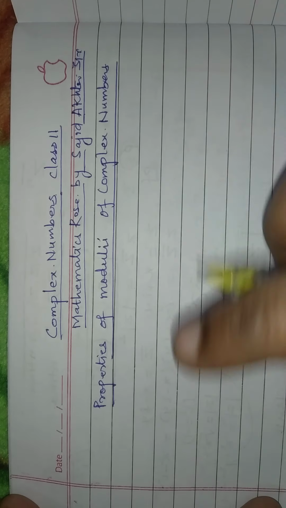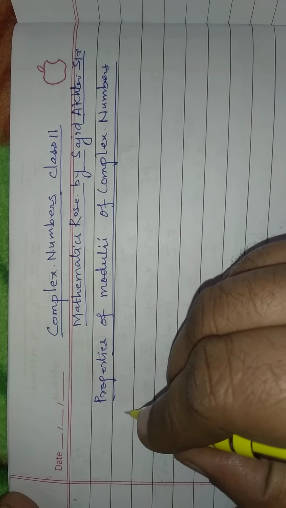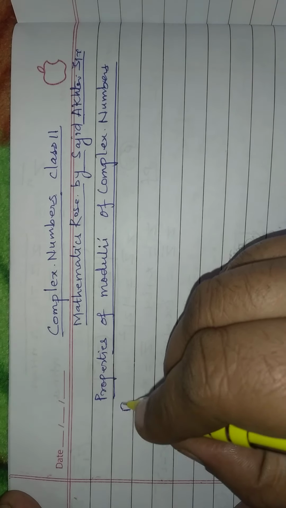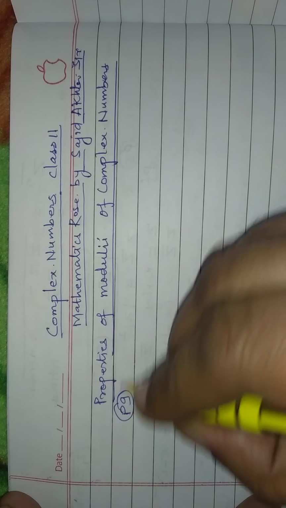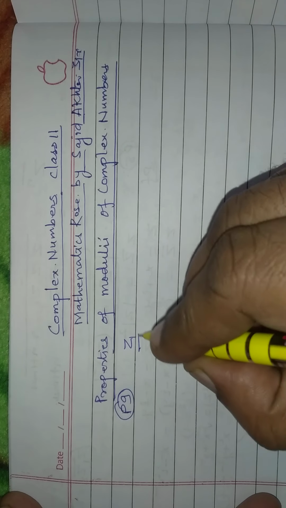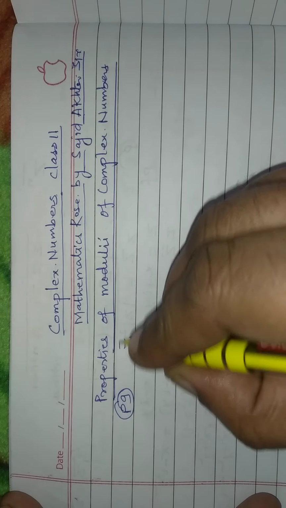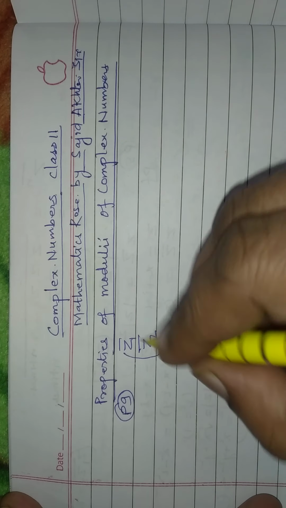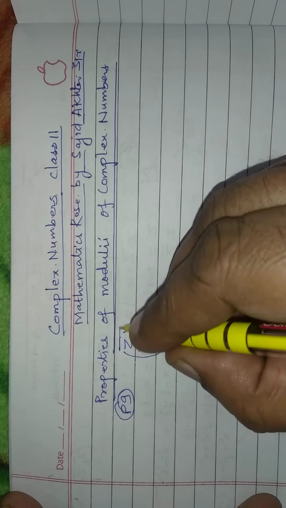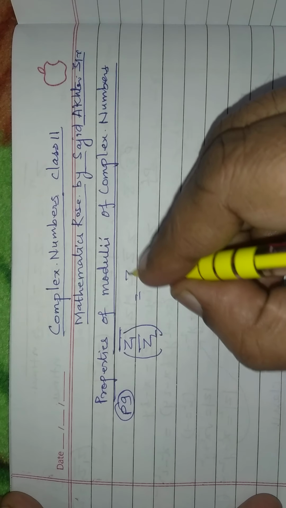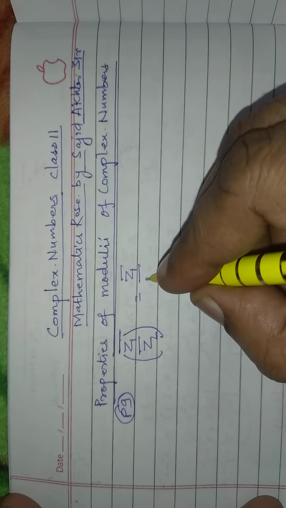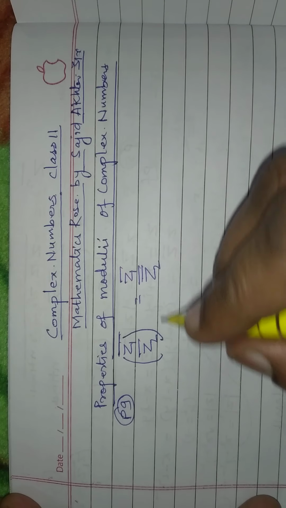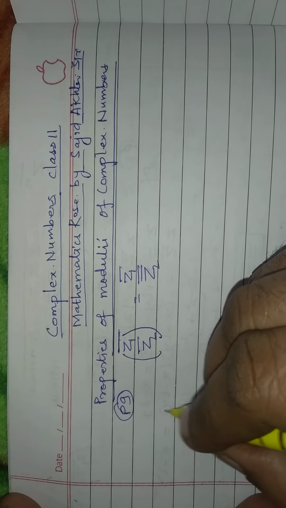of complex numbers. One property I have left in the conjugate of complex numbers is P9. It is the conjugate of Z1 upon Z2, whole conjugate, which is equal to Z1 conjugate upon Z2 conjugate. So this you will just learn.